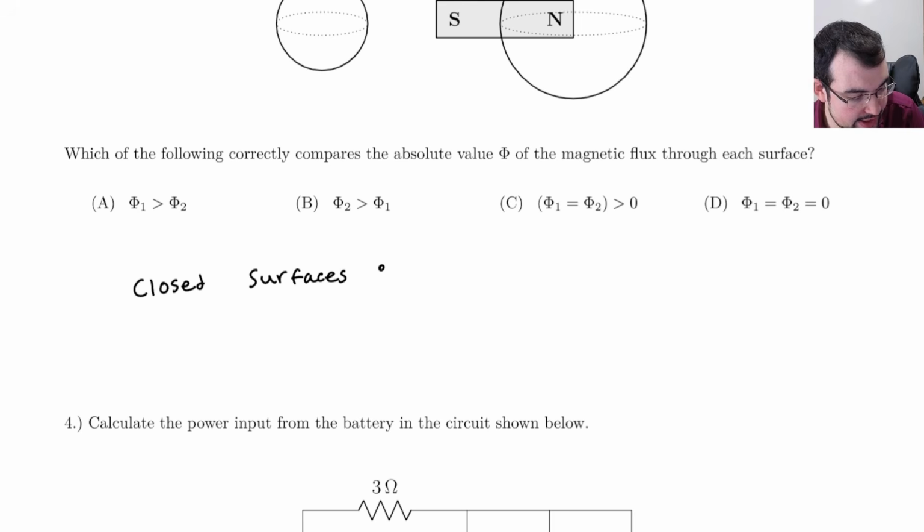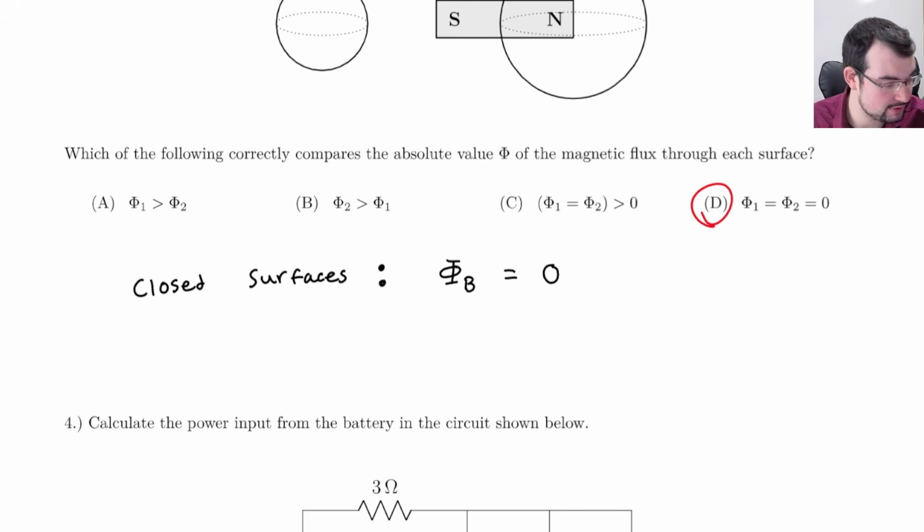Closed means like a 3D shape. There's an in and an out. It's not a flat loop, it's a 3D shape. So Gauss's law for magnetism actually says that through any closed surface, the net magnetic flux is 0. So we should be able to instantly select this one, that the net flux is 0 through both surfaces.